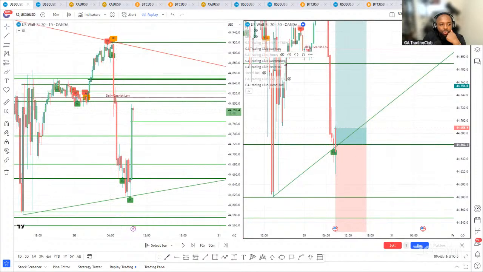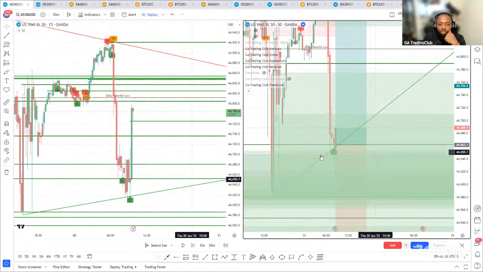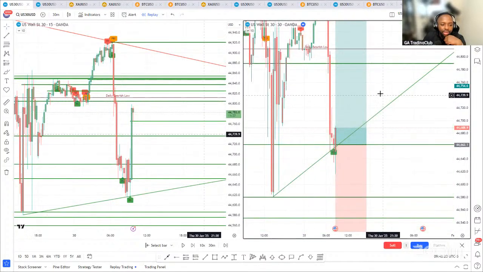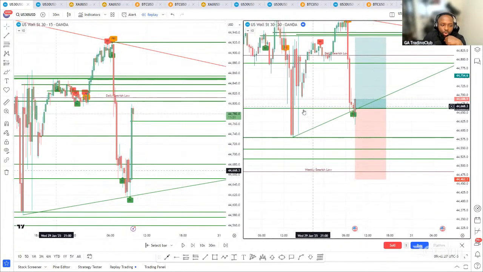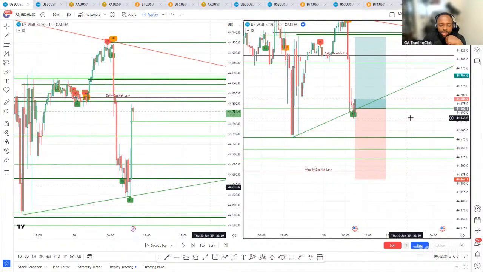And then what zone were we in? If I turn on the zones indicator, we are in a demand zone. So meaning we have a lot of buyers that are sitting there. So here again, what you do, you just wait. Stop loss is below the previous low, and even better, below this structure or weekly bearish low right there.